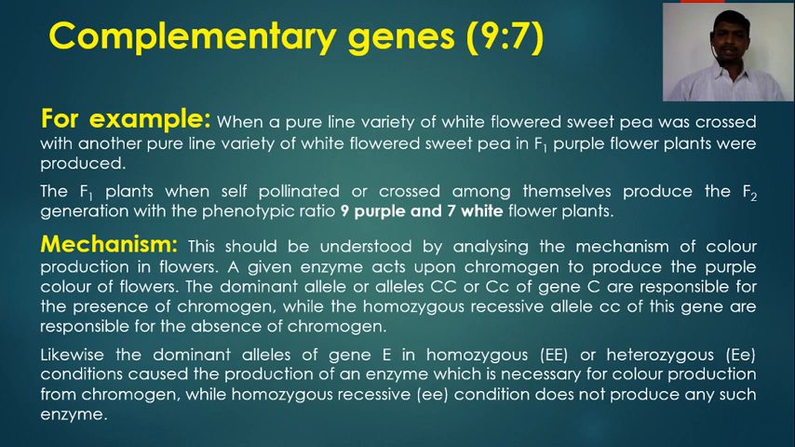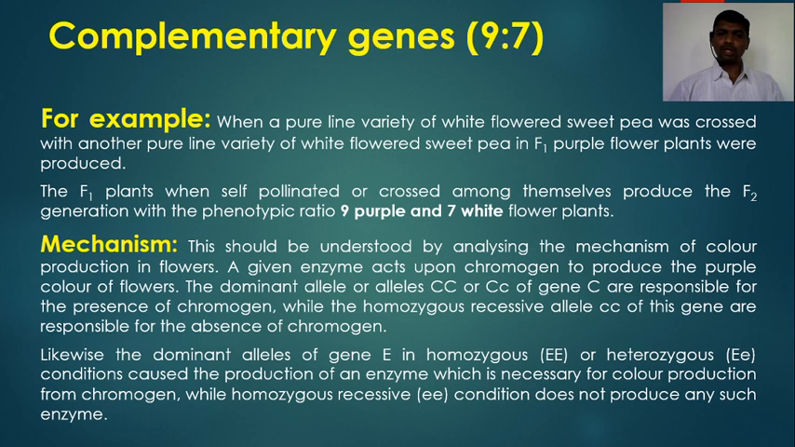While when the dominant allele, for example capital C, and the dominant allele for gene E, that is capital E, are both present in the individual, that individual is able to produce both the chromogen and the enzyme. When the individual can produce both chromogen and enzyme, such an individual is colored flowered. This individual can produce the purple colored flower. So this mechanism is based on two genes, that is the C and E genes.